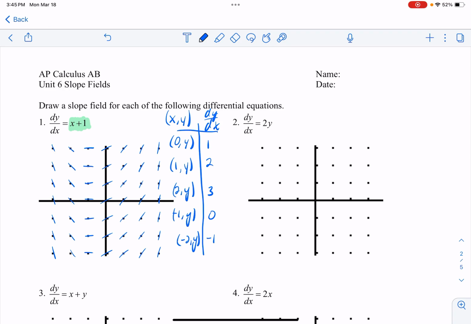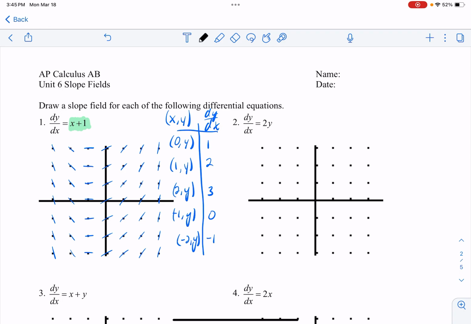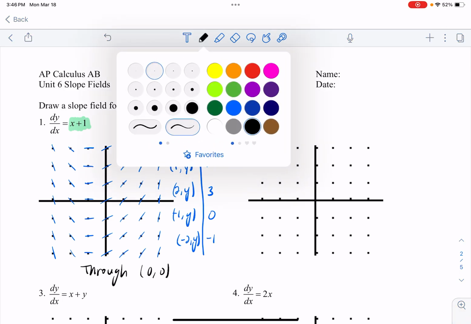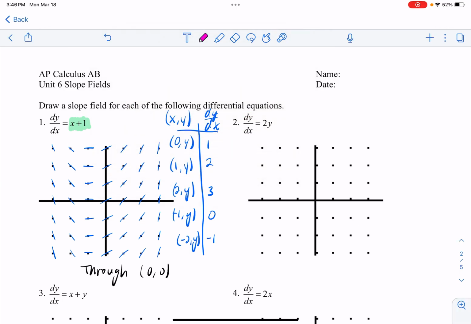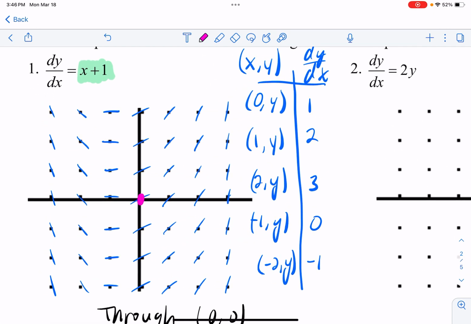That's our slope field. So if I said sketch the graph through point 0, 0, well, you'd go to 0, 0. Let me do this in pink. And we know it goes through there, and we know that the slope is 1 right there. And if you look at the general shape of this graph, what are you seeing? What shape are you seeing?